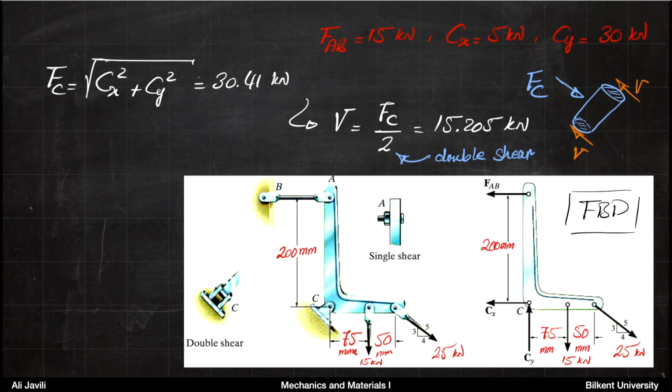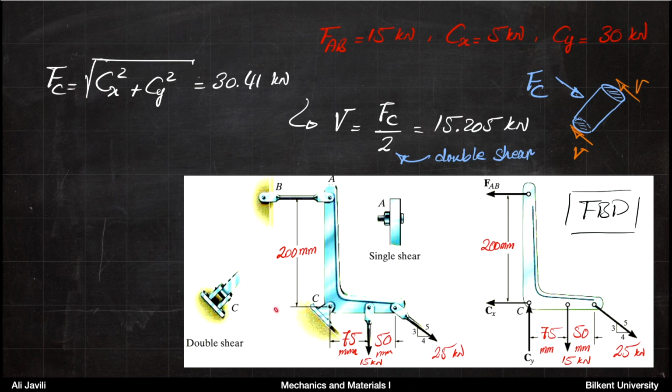So what you need to do next is to calculate the shear force at the pin C. In order to do that, first you need to calculate the total force that the pin needs to carry. The total force that the pin carries is the square root of Cx squared plus Cy squared, and that gives you 30.4 kilonewton.